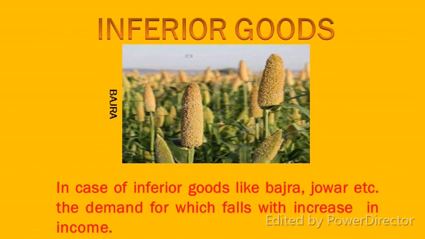The second category of goods, which are related to income in a different way, is inferior goods. Inferior goods are those goods the demand for which falls with an increase in income of the consumer. So there is an inverse relationship between income of the consumer and the demand for inferior goods. The demand for coarse cereals like maize, bajra, jowar may decrease when income increases beyond a particular level because the consumers may substitute them by superior cereals like wheat or rice.